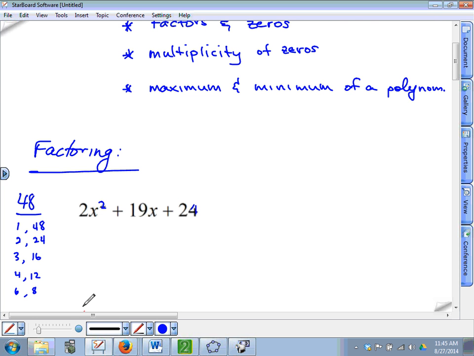Any of those look promising? 3 and 16. Yeah, 3 and 16. Hey, this is a good start. All right, we're off to a good start.